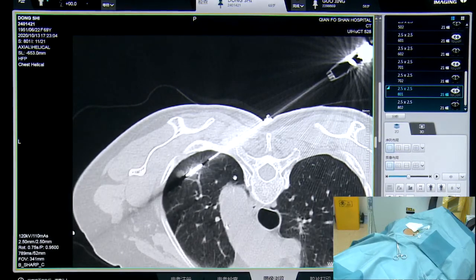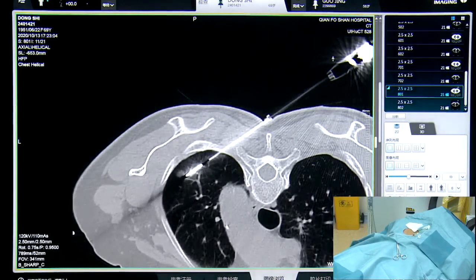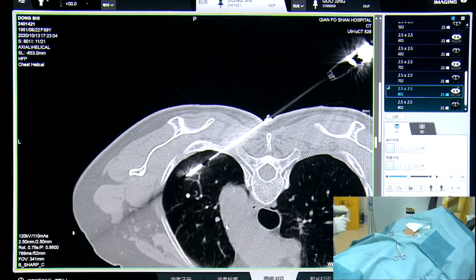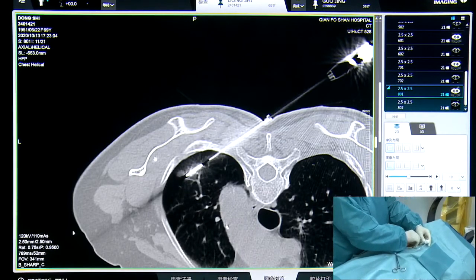Just a moment. Okay. Dr. Ye just wants to show you that the microwave antenna is in good position. Kissing the posterior. Yeah, he just advised we can discuss some questions after the operation.